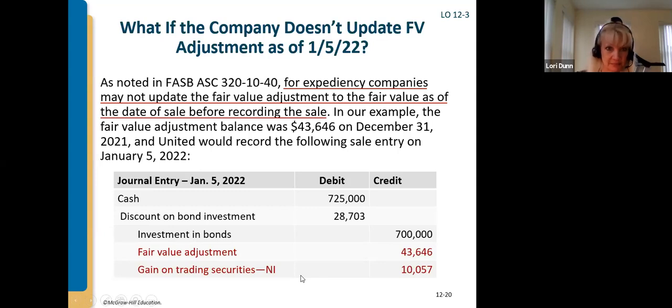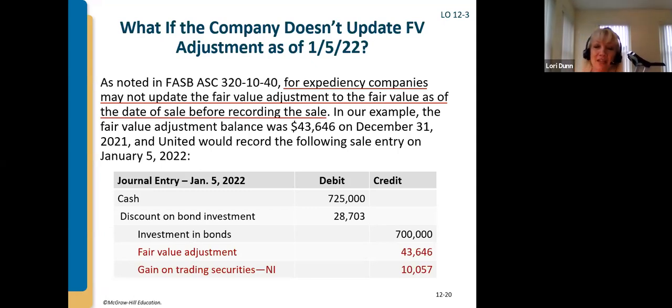Now, of course, there's always another way, right? So that's the beautiful theoretical, let's do it that way. But for expediency, companies may not update the fair value adjustment account to fair value as of the date of the sale. And quite honestly, that would have been my approach. I would have said, oh, I'll just ignore that fair value adjustment account. Who cares if there's a balance in it? I'm not doing a balance sheet.